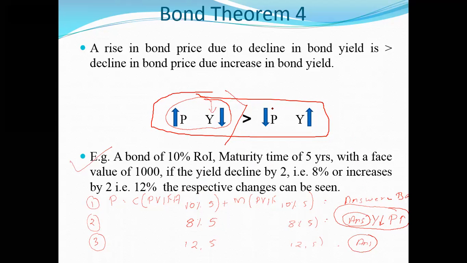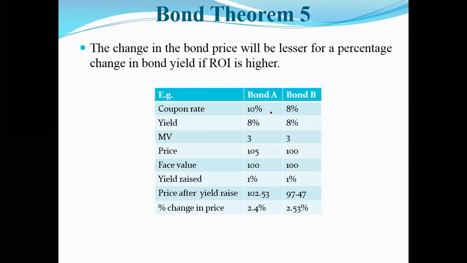Clear? The last theorem I'll just discuss today. Please understand, it says: change in bond price will be lesser for a percentage change in the bond yield if ROIs are higher. That is what it says. It takes time for us to understand the meaning. It says change in the bond price. Look at the price here. So a change in the bond price will be lesser for a percentage change in the bond yield if ROIs are higher.